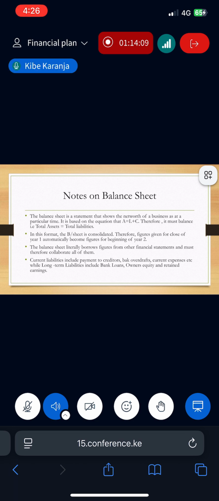Let me try to see whether I have a sample of a business balance sheet so that you can move. Sure, I do.